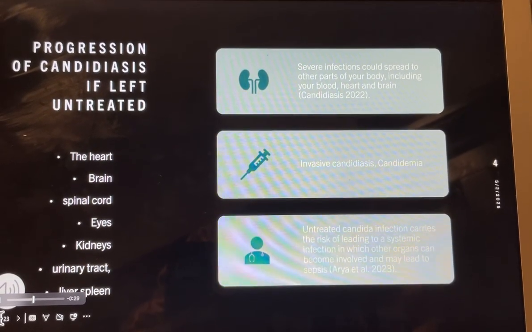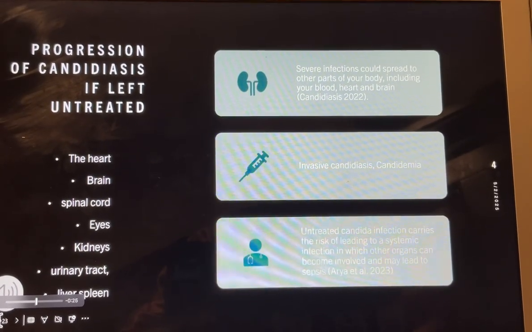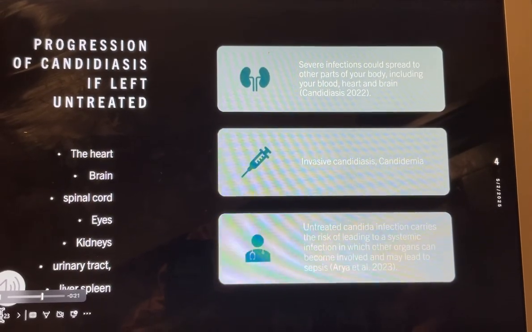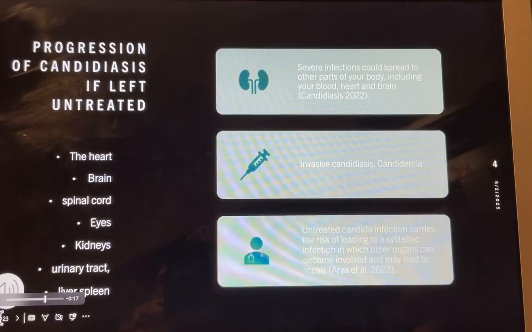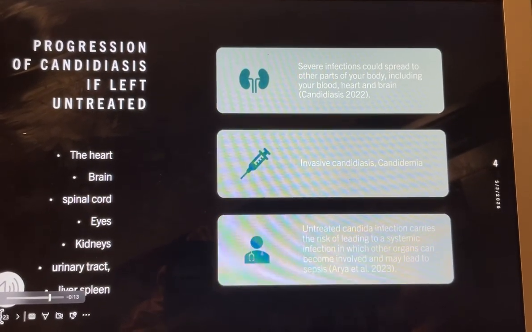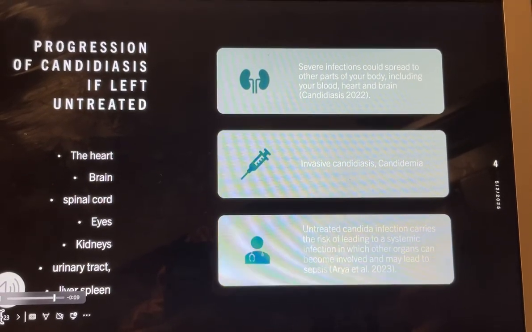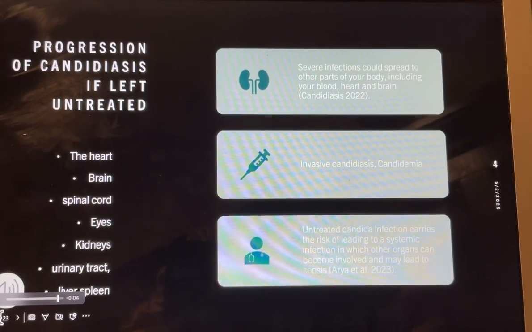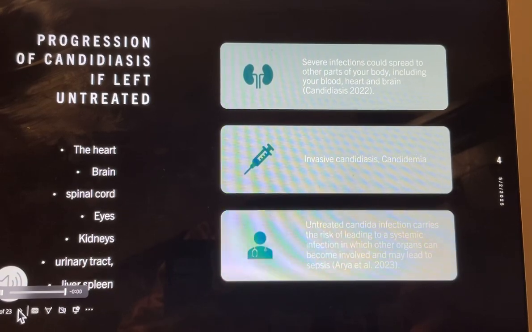Some hospitalized patients, normally those who are very sick, can get invasive candidiasis. This is an infection that's way worse. It is an infection in their bloodstream, joints, or organs. And this is the most common type of invasive infection. Untreated infections carry the risk of leading to systemic infection, like the other organs mentioned before, and the patient can eventually become septic.